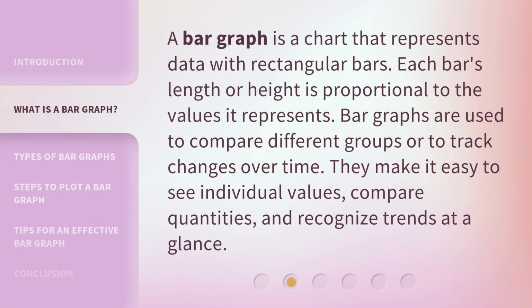A bar graph is a chart that represents data with rectangular bars. Each bar's length or height is proportional to the values it represents. Bar graphs are used to compare different groups or to track changes over time. They make it easy to see individual values, compare quantities, and recognize trends at a glance.